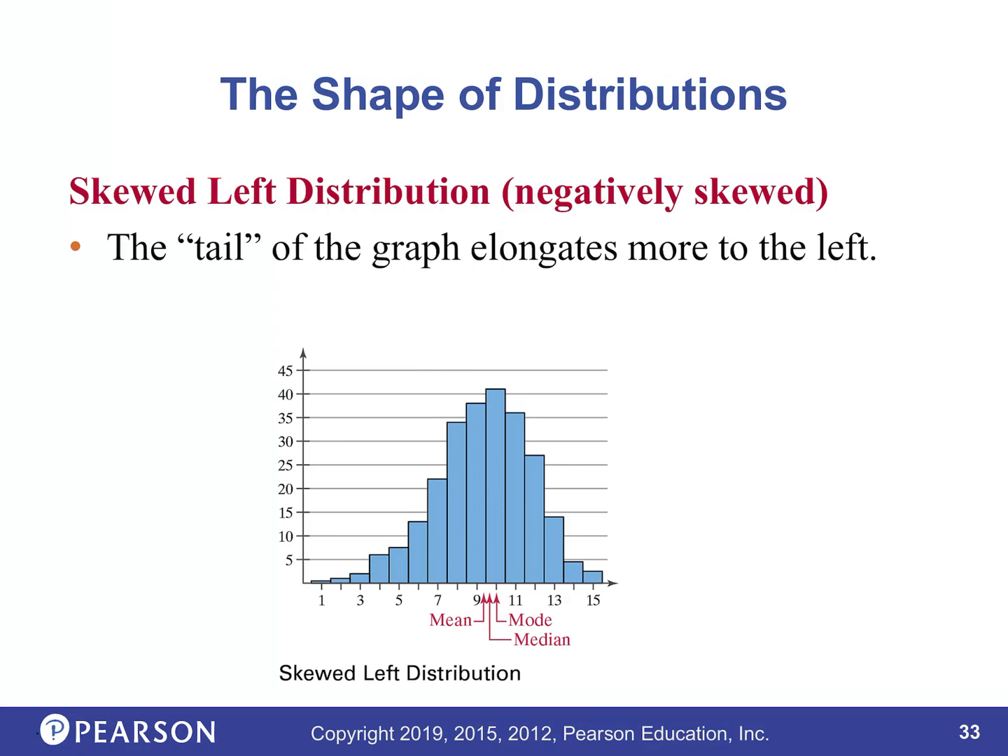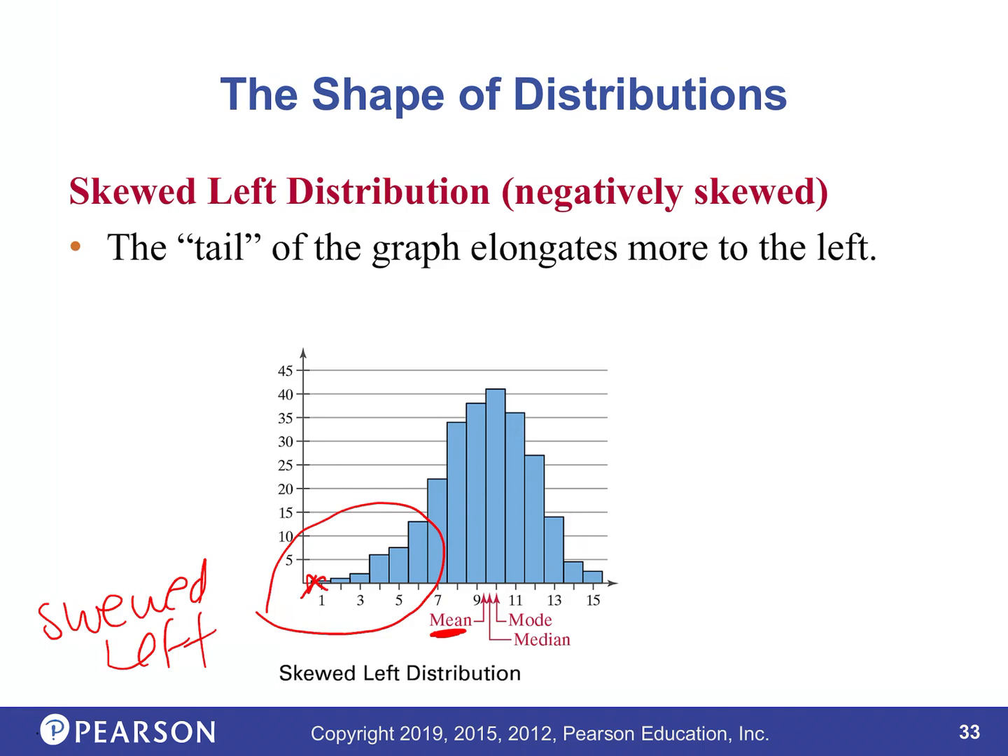And we can have tails. So the tail of the graph elongates more to the left. Because we have the tail to the left, we say this is skewed left. Now, your mean always follows your tail. So our mean is closer to the left, followed by your median and your mode.